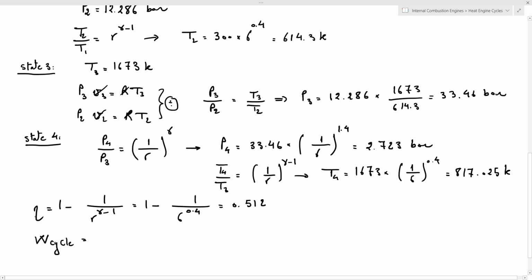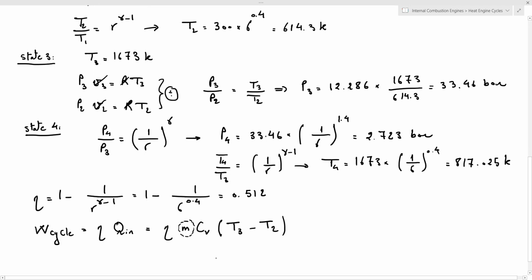Now we need to calculate the indicated work, W cycle. W cycle is simply the indicated thermal efficiency multiplied by the heat input. And the heat input is during the process from state 2 to state 3. So eta times Qin. Qin is the mass of air inside the cylinder multiplied by the specific heat at constant volume multiplied by the temperature difference T3 minus T2. To calculate W cycle, we need to find the total mass of air inside the cylinder.